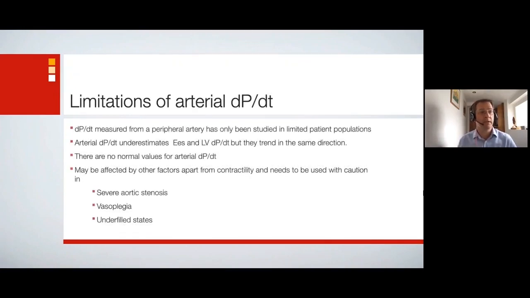There are, however, limitations to arterial dP/dt. It's measured from a peripheral artery, and it has only been studied in limited patient populations. Arterial dP/dt underestimates true measurements of left ventricular function, but they do trend in the same direction. And importantly, there are no normal values for arterial dP/dt. It's used as a trending parameter alone. We don't target specific values. And also important to realize it may be affected by other factors apart from contractility. It needs to be used with caution in people who have severe aortic stenosis, in vasoplegic states, and in patients who are grossly underfilled.